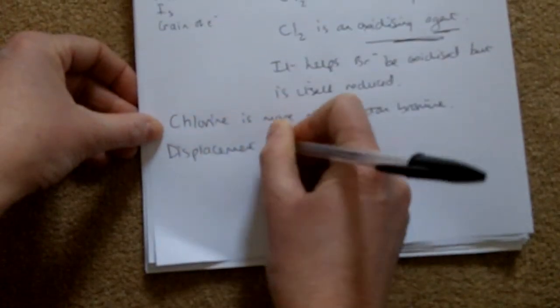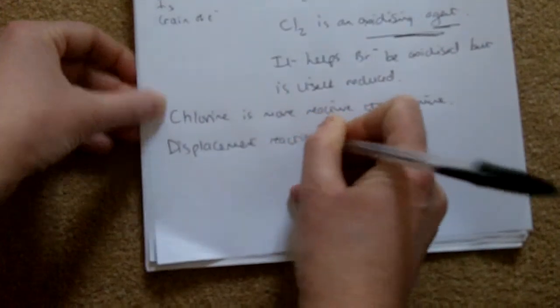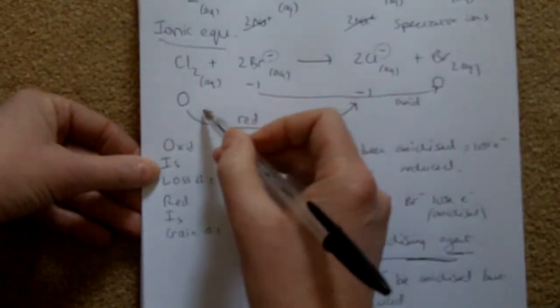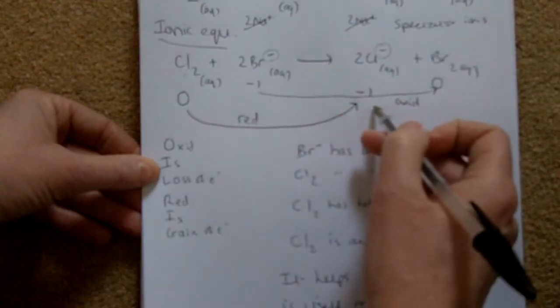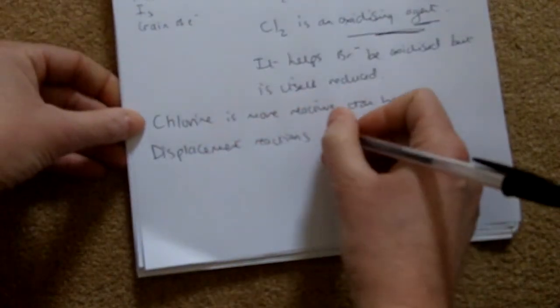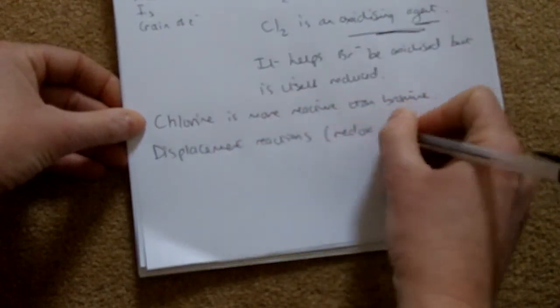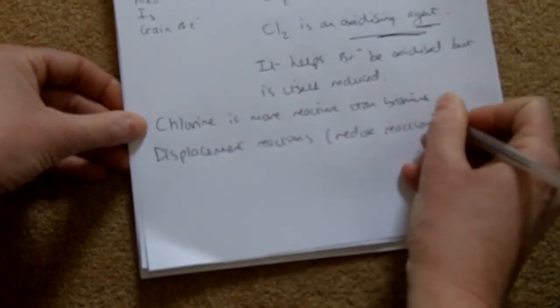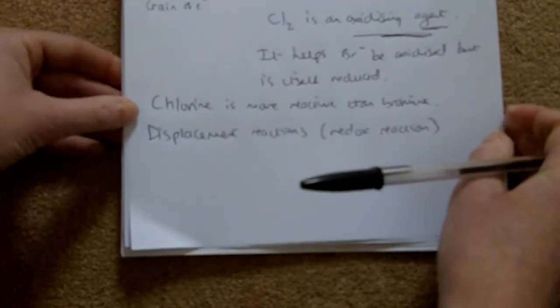Displacement reactions. They have another name, as everything has more than one name. It's a displacement reaction, but it's also a redox reaction, because something is oxidized and something is reduced.